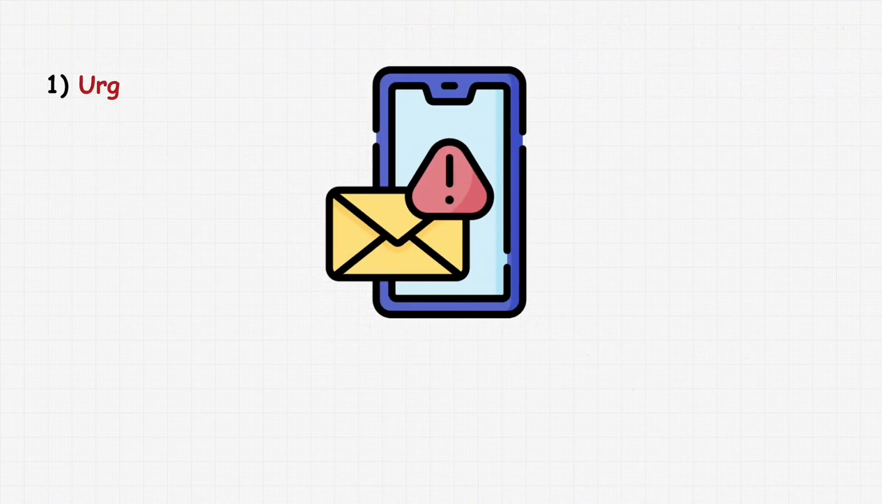We have urgent or alarming messages, similar to email phishing. Smishing messages often contain urgent or alarming language designed to prompt immediate action, such as claiming your account has been compromised or, for example, that you won a certain prize. There is also a request for personal information. Be cautious of any text message that requests personal or sensitive information, such as passwords, credit card numbers, or social security numbers. Legitimate organizations typically won't ever ask you for this type of information, especially not via text message.